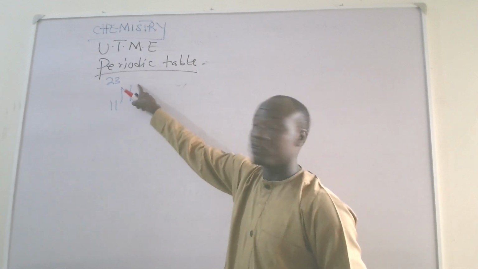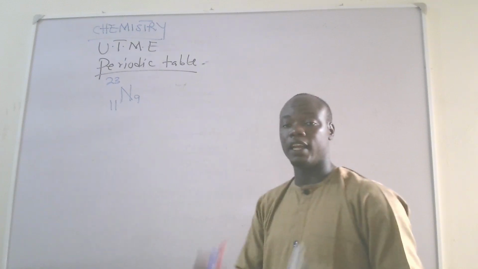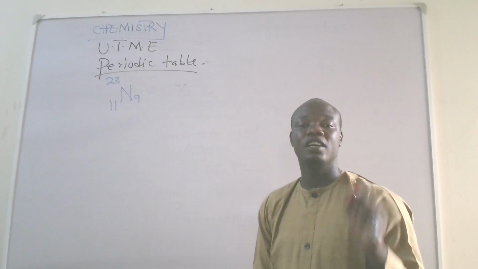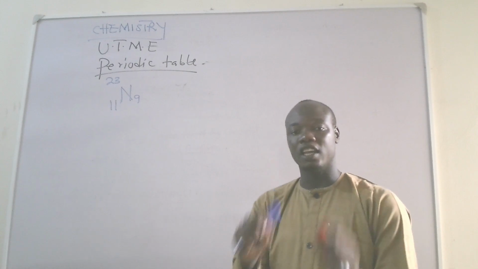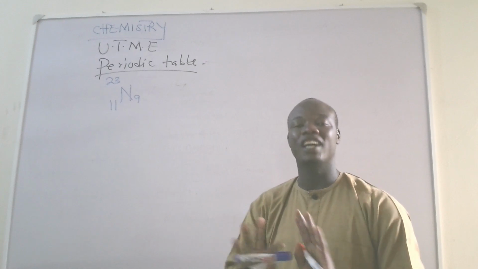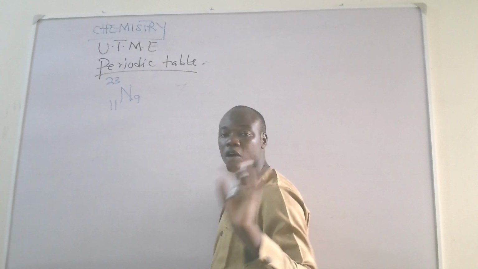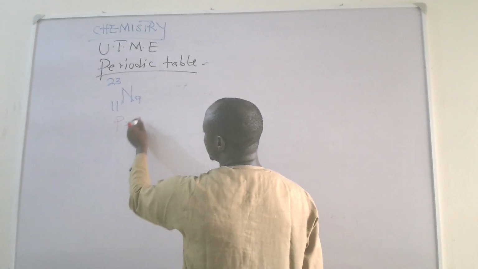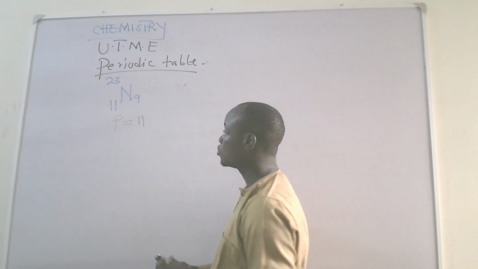It doesn't have any positive or negative charge. So whenever an element is neutral, generally the number of protons and electrons are the same, because protons are positive and electrons are negative. The atomic number reflects the number of protons. Since the atomic number is 11, our protons is also 11.